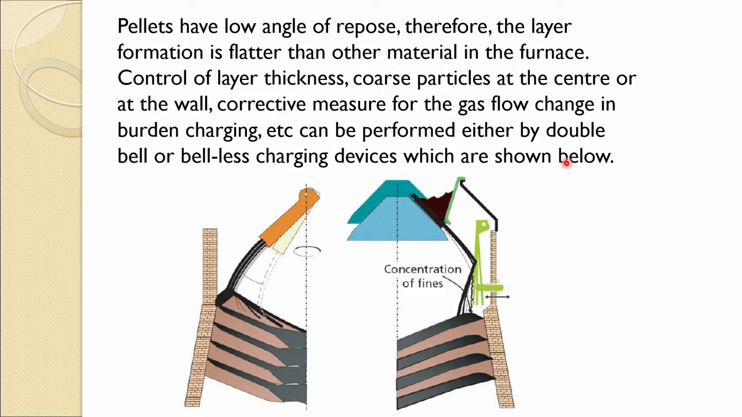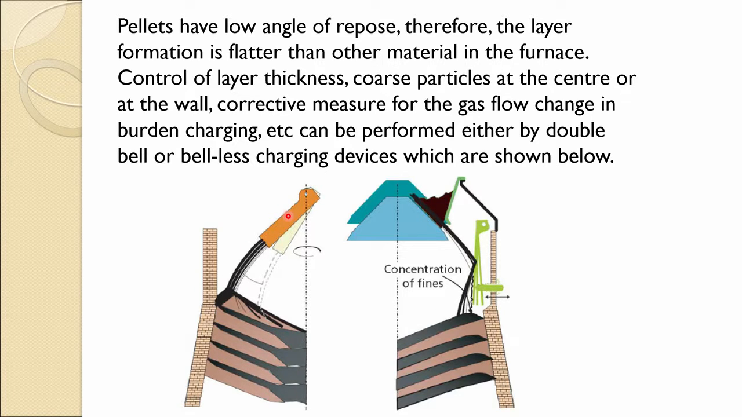These few devices I showed you in the starting of our introduction, but now I will show only these two, which are mostly used in a blast furnace plant. So, this is double bell charging and this is bell-less.